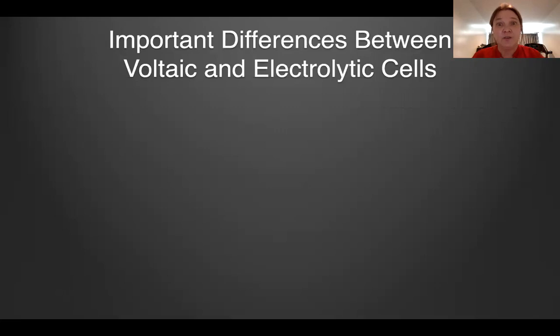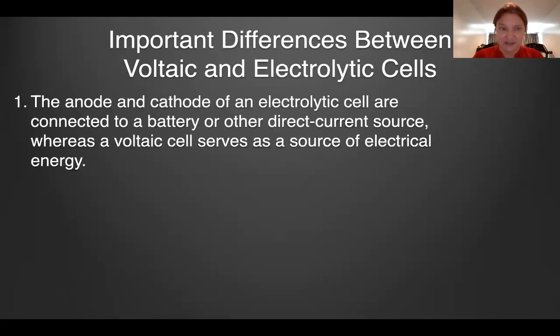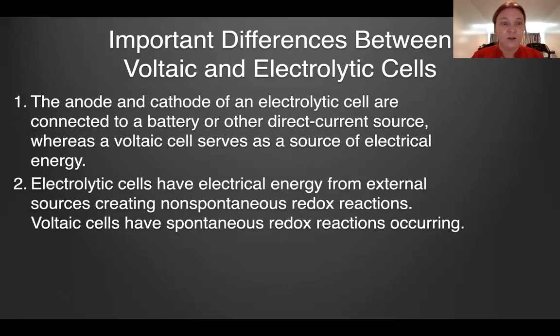So to review the major differences between voltaic and electrolytic cells. Number one, the anode and cathode of an electrolytic cell are connected to a battery or other DC source, whereas a voltaic cell serves as a source of electrical energy. Number two, electrolytic cells have electrical energy from external sources creating non-spontaneous redox reactions. Voltaic cells have spontaneous redox reactions occurring.